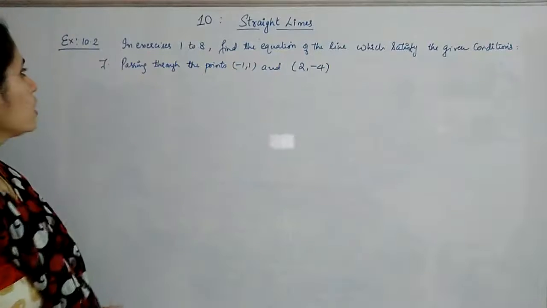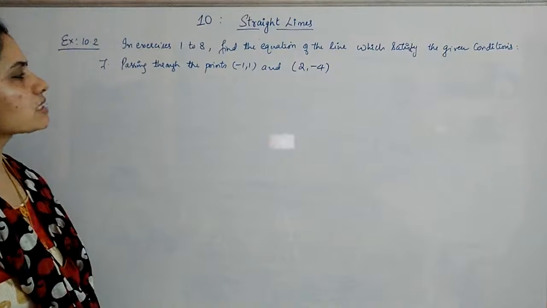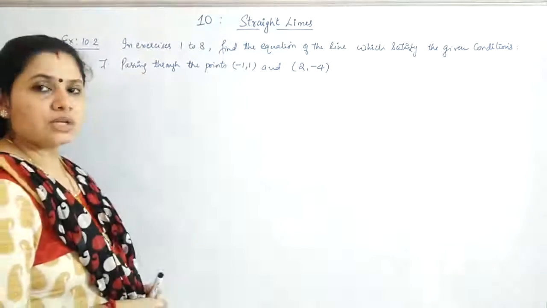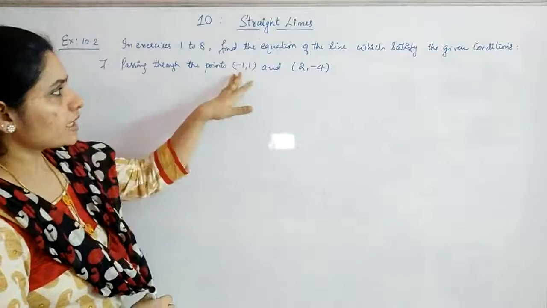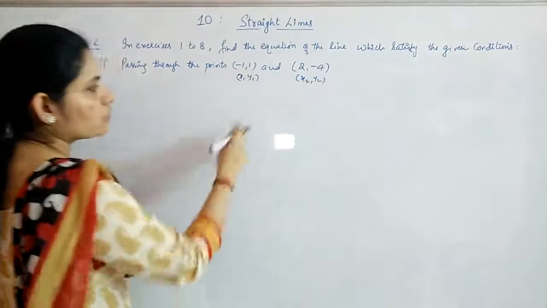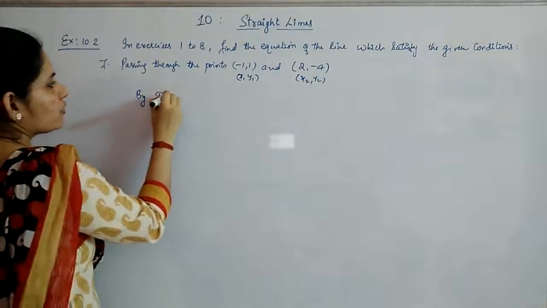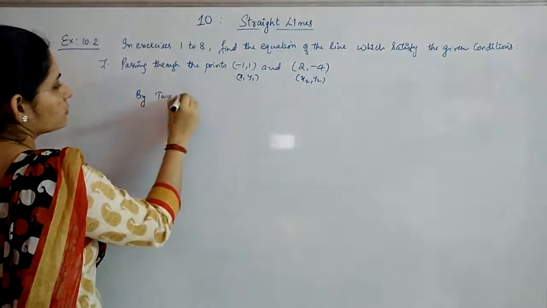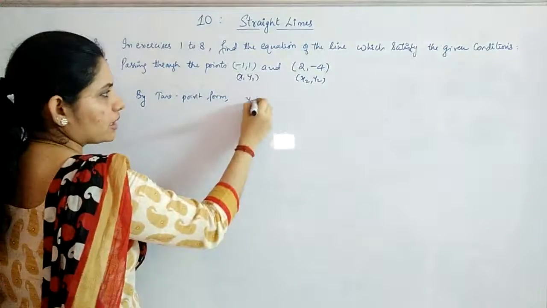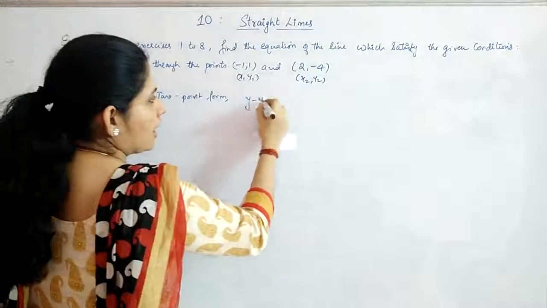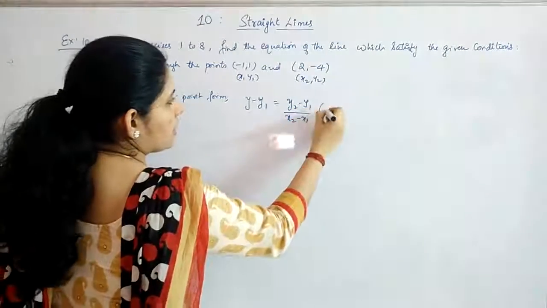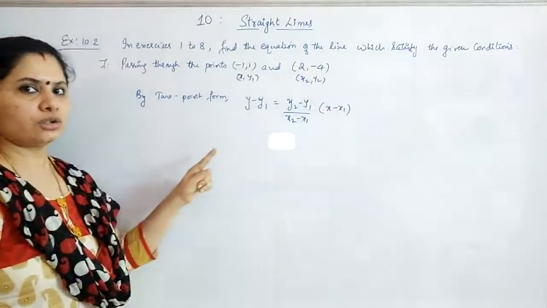Okay. Number 7 is passing through the points -1, 1 and 2, -4. That means you have been given 2 points. So you can use 2-point form, taking this as x1, y1 and this one as x2, y2. Okay. So by 2-point form, what is the 2-point form? Y minus y1 is equal to m into, or you can say y2 minus y1 by x2 minus x1 into x minus x1. This is your 2-point form formula.